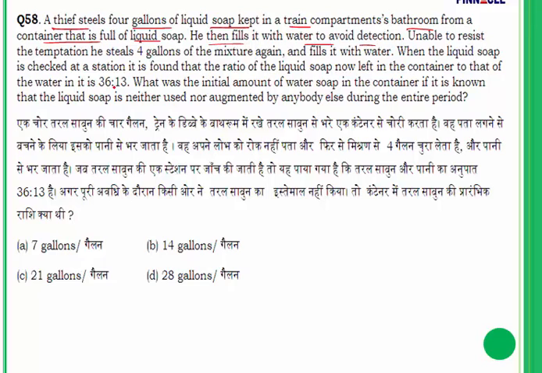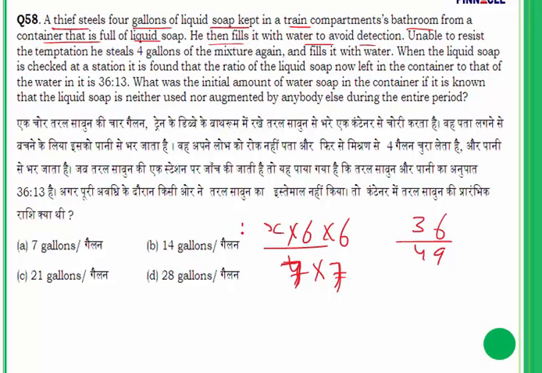Here it is given 36 is the soap solution and 13 is the water. It means the total solution is 49, and 36 is the soap and 13 is the water. So 36 by 49, that is 36, and total solution is 49. So you can say 49 is the square of 7 into 7, because it is 2 times, and 36 is the square of 6 into 6. It means here it would be 6 into 6 over 7 into 7.